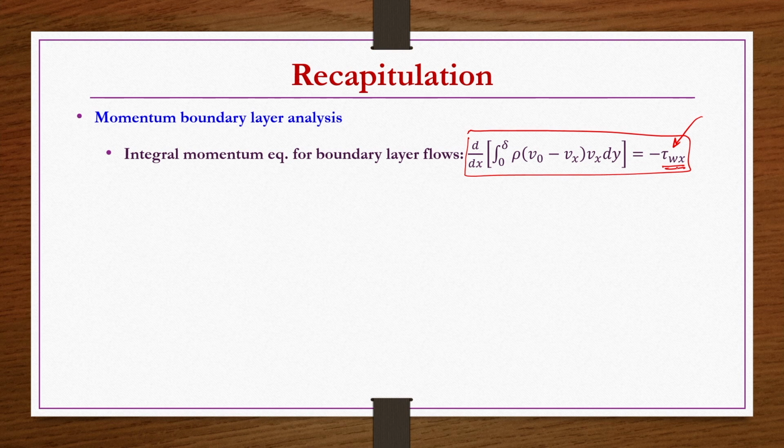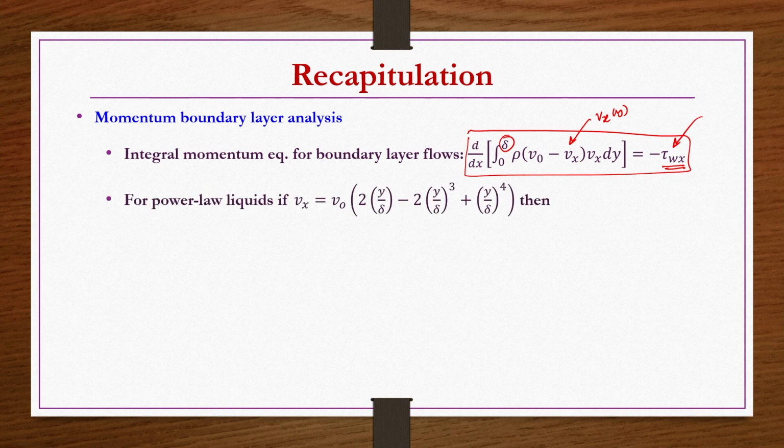Subsequently, we took different expressions for the velocity profile as a function of y, and then we obtained the momentum boundary layer thickness delta. We took two different types of velocity profiles, and for Newtonian, power law fluids and Bingham plastic fluids, we developed the momentum boundary layer thickness delta.